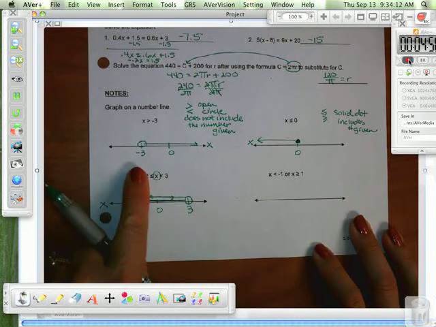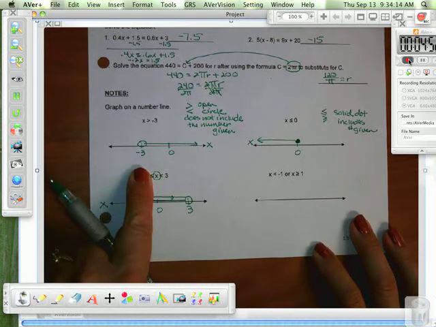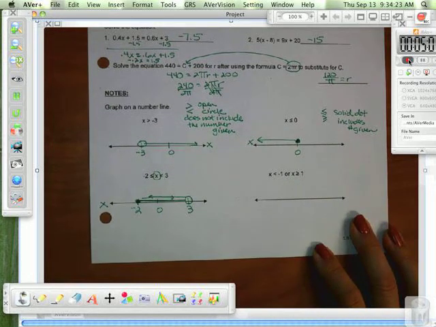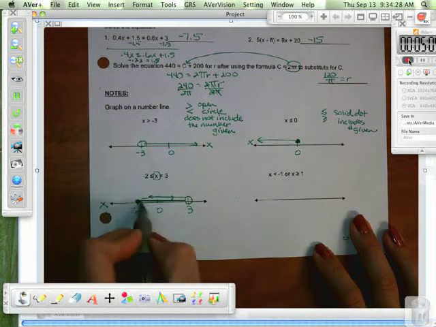Okay, so look at this inequality here. Do you get it, Noah? X is less than 3. Can it include 3? No, because it doesn't have a line underneath. Remember, it doesn't have the line underneath. That means it doesn't equal that number also. So actually, the answer is just like this here.